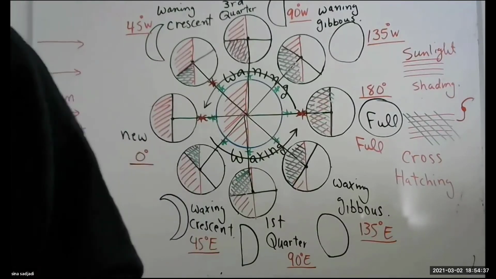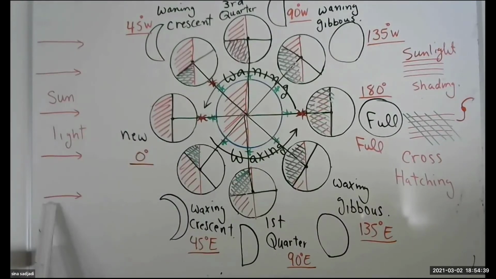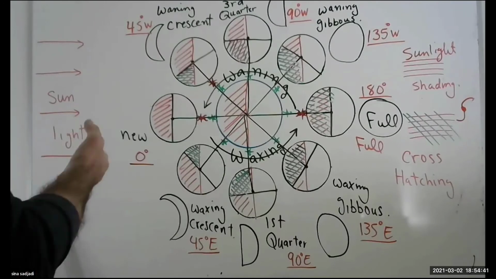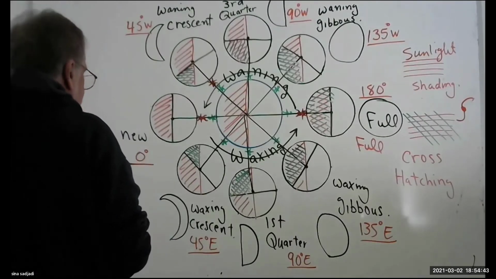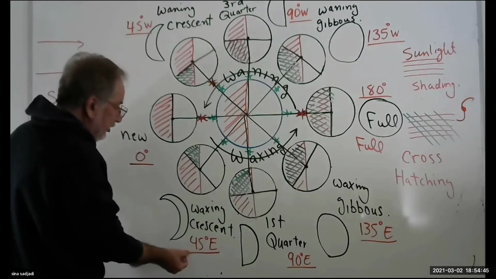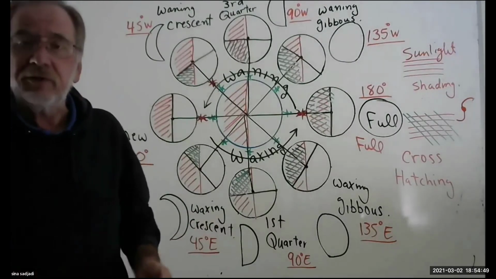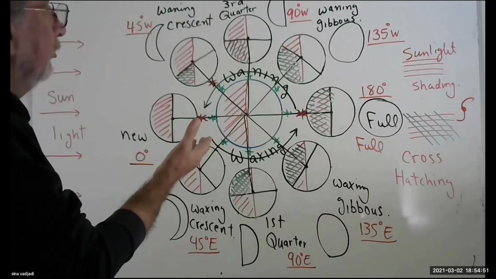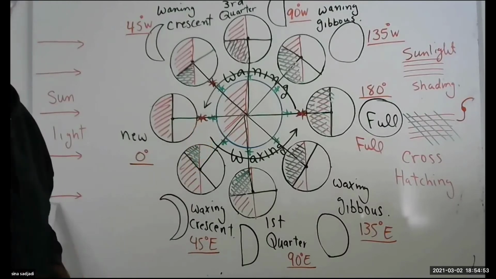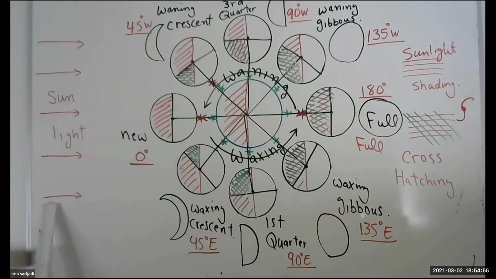So you're going to be referring to this diagram for all your work. Everything that you do, you have to go back and look at this diagram. So you go, okay, what's 45 degrees east of the sun? Waxing crescent. What's 135 degrees west of the sun? Waning gibbous. What's 90 degrees west of the sun? Last quarter, third quarter, right? Like that. So you're going to be using this diagram all the way throughout doing your lab.